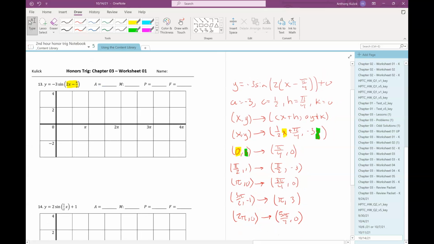Now I'll plot my points. So if I look at my graph, this is 0, this is pi, so that's a half. So in the middle there is going to be a quarter. So pi over 4, 0. Pi over 2, negative 3. 3 pi over 4, 0. Pi, positive 3. And then 5 pi over 4, 0.